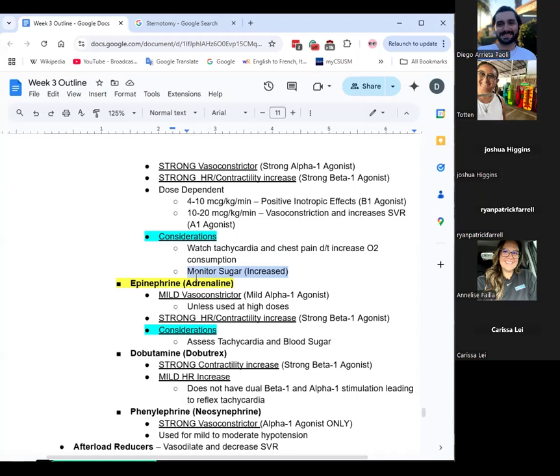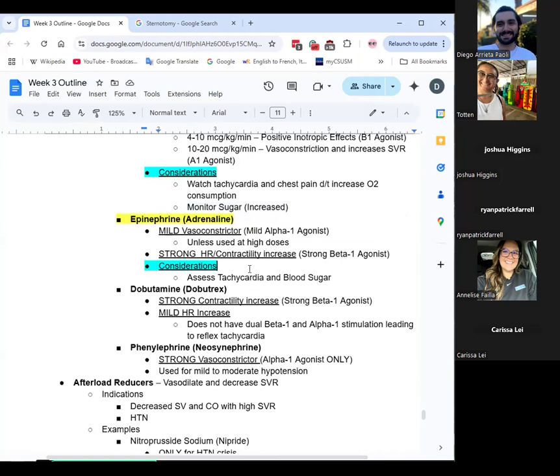When your fight or flight is happening, you end up having an increase in sugar because your body needs alertness. Same reason why your corticosteroids will increase your sugar. Oh my god, I almost got that right. Yay. Let's see. Oh, adrenaline. We love that. So same kind of thing, tachycardia, blood sugar.